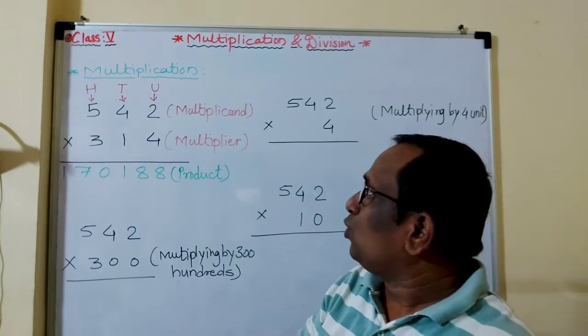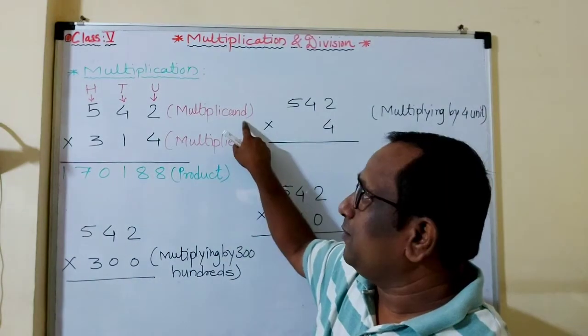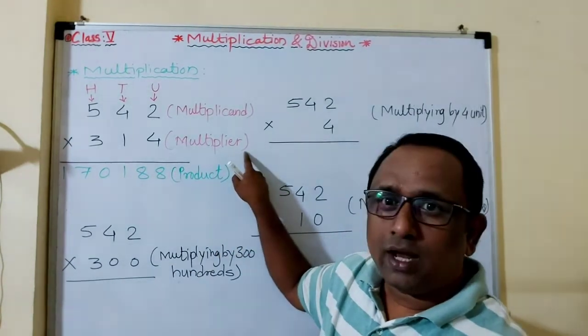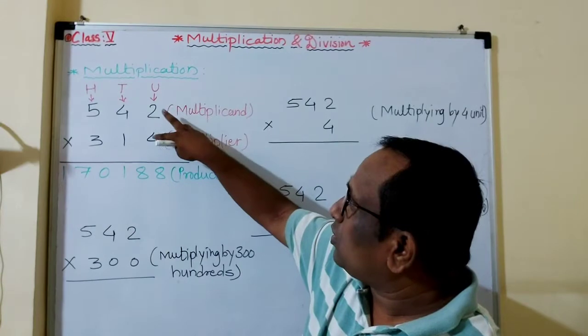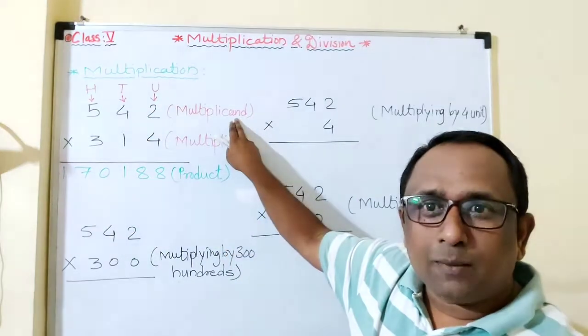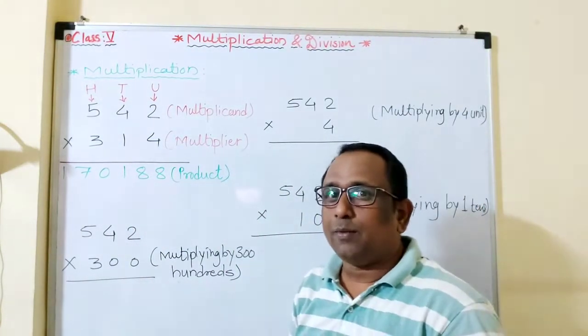The number which we have to multiply is called the multiplicand. The number by which we are multiplying is called the multiplier. And the answer we get from this multiplication is called the product. Multiplicand, multiplier and product. Just keep in mind.